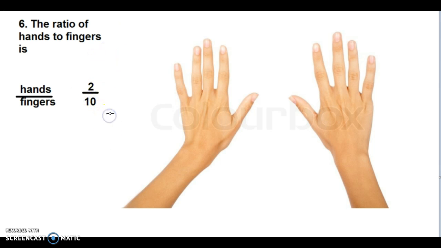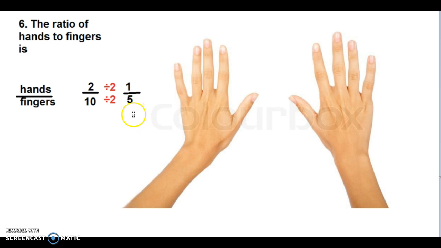All right. And so this is our ratio, but can this be simplified? It sure can, because they can both be divided by 2, right? So when I divide 2 by 2, I get 1. And when I divide 10 by 2, that equals 5. So our ratio is 1 to 5. 1 hand for 5 fingers, right?